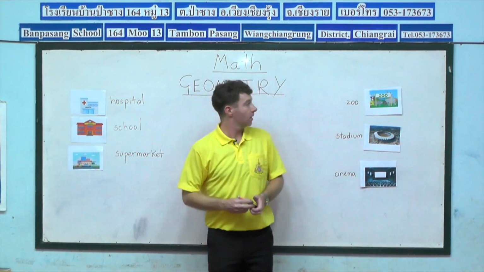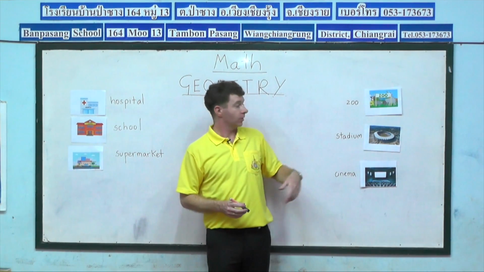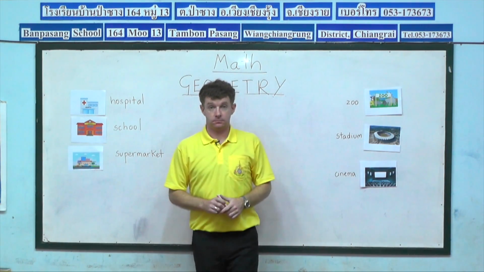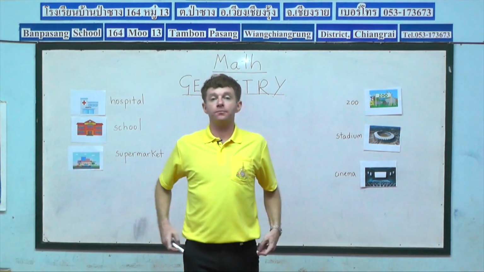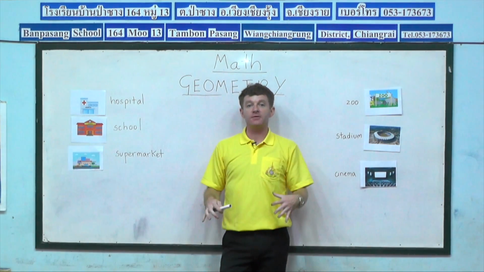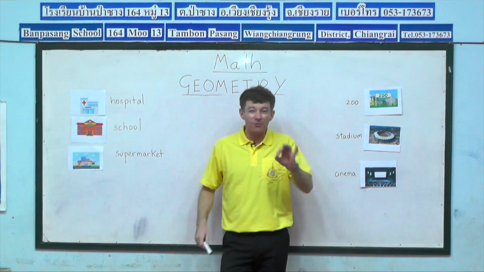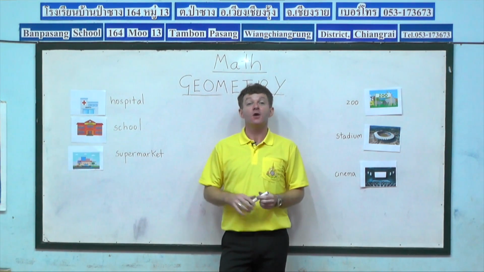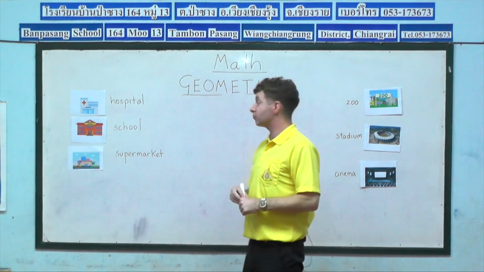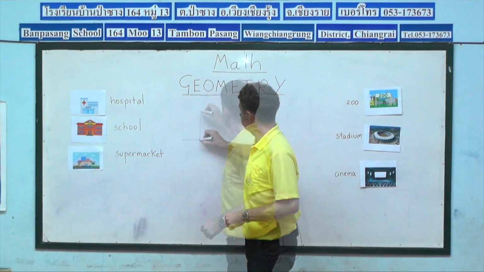So we have hospital, school, supermarket, zoo, stadium, cinema. And what we're going to do now is show how we can represent these different places on a map by not having to draw the words. We can just give them points. So first of all, teachers, you'll need to draw a simple map diagram.